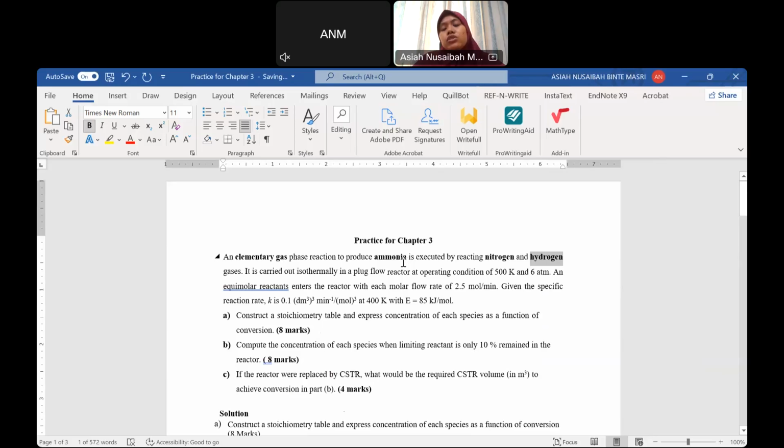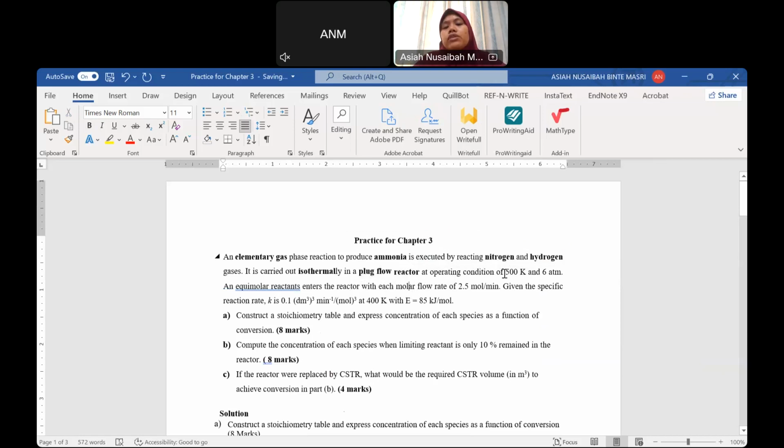So as a chemical engineering student, you should know how to write the chemical formula for nitrogen, hydrogen, and ammonia, and also how to write the reaction and balance the reaction equation. All right, what are other information? It is carried out isothermally. So isothermally means temperature in is equal to temperature out. Temperature initial is equal to temperature final. No changes of temperature. In a plug flow reactor. Plug flow reactor. This is important if you want to find the volume of the reactor.